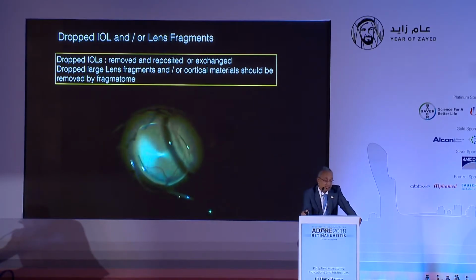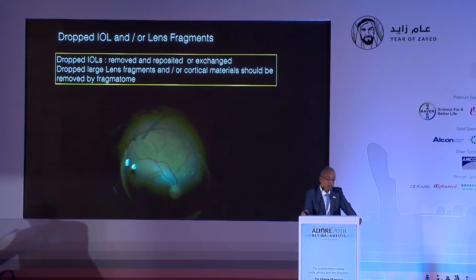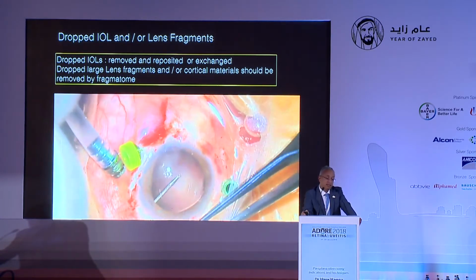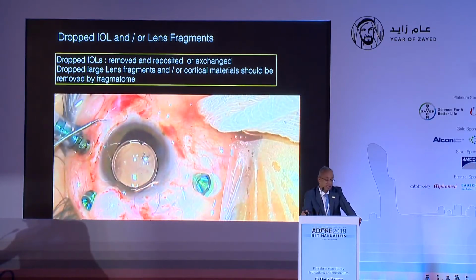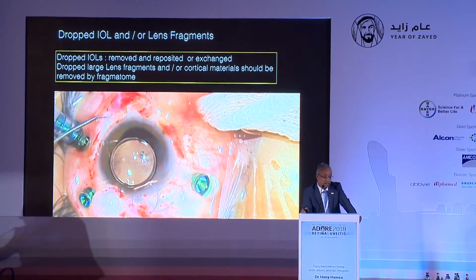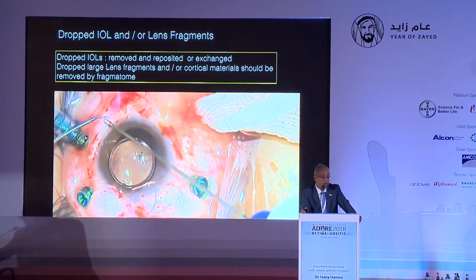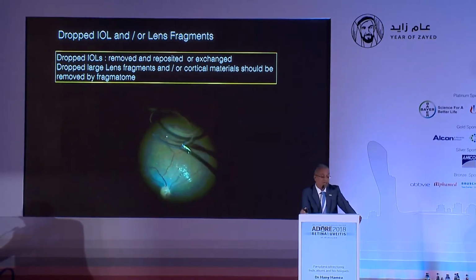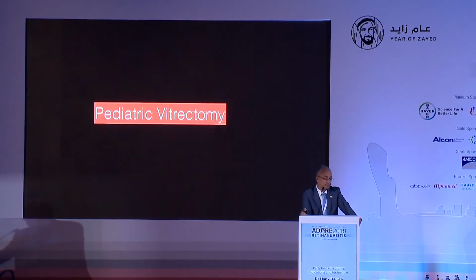Dropped IOLs and lens fragments: dropped IOLs can be removed and sometimes repositioned in place, as you can see, using the scleral tunnel technique if it's a three-piece lens, and you put the haptics in the sclera and achieve visual rehabilitation at the time of vitrectomy using the same lens or even exchanging the lens.